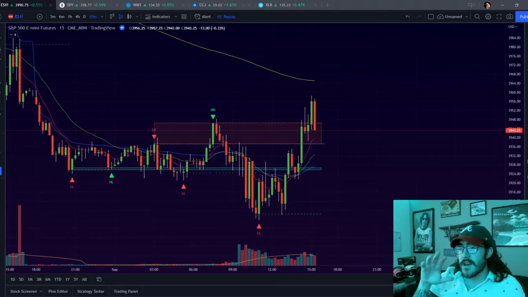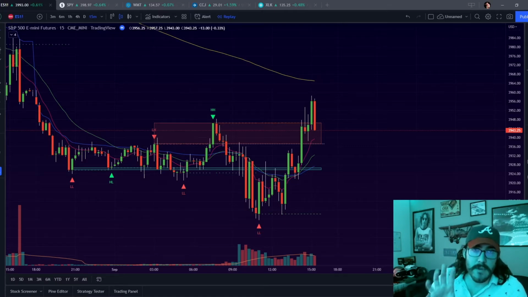So why do I use this while I'm trading SPY? Well, again, it's actually giving us bigger levels, higher time frame levels, and it's important to remember this, SPY moves to futures, futures don't move to SPY, right?